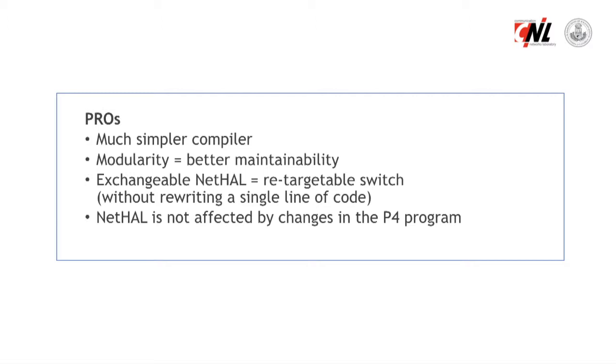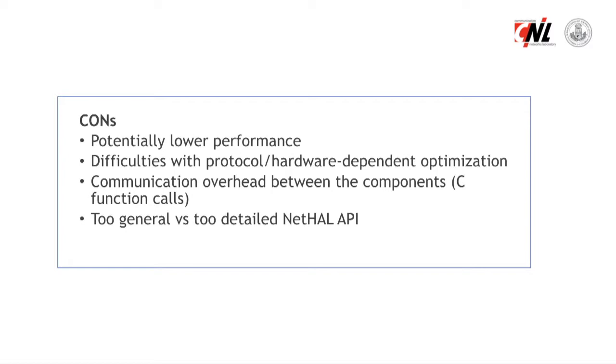The modularity enables us to add new features without modifying the hardware-dependent part. And of course, the core C program is independent of the network hardware abstraction library. So whenever we want to move the program and our compiler to a new hardware platform, we only have to implement a new network hardware abstraction library. On the con side, this kind of separation will result in potentially lower performance because of the lack of optimization.